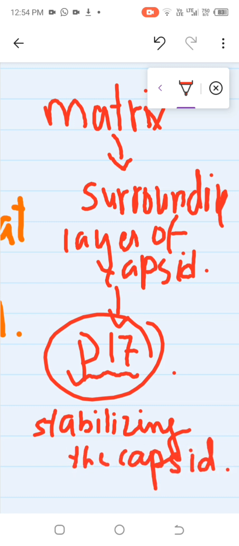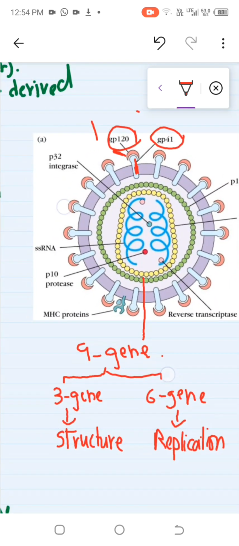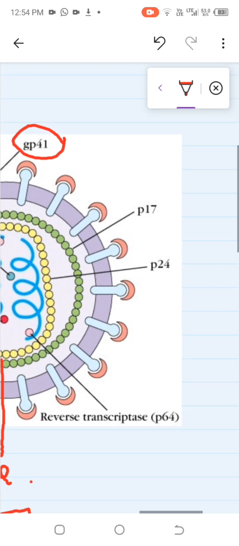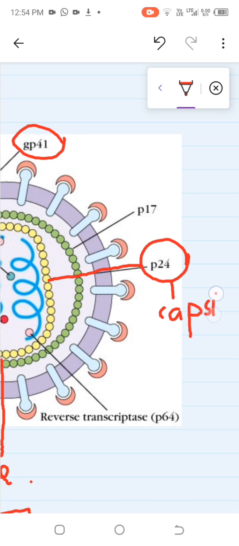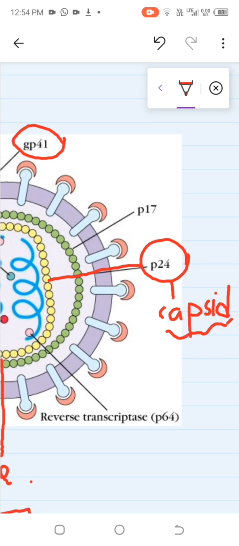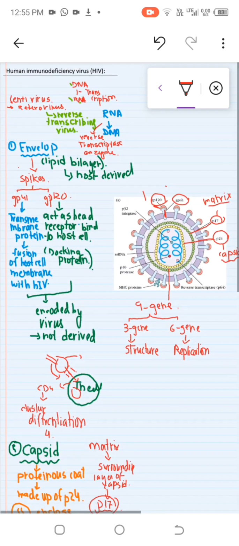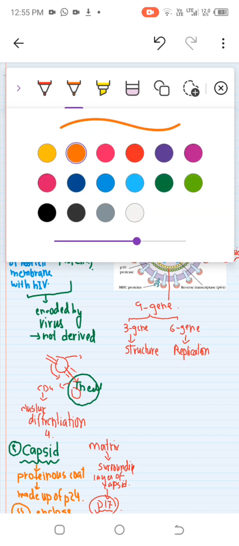Okay, so if I show you the capsid and matrix in this diagram, here you can see we have p24, which is the capsid, and this capsid is surrounded by the matrix, which is p17. Fine. I hope this is also clear to you guys. Now we should go with the genome. Let me tell you the third part of this, that is the genome.